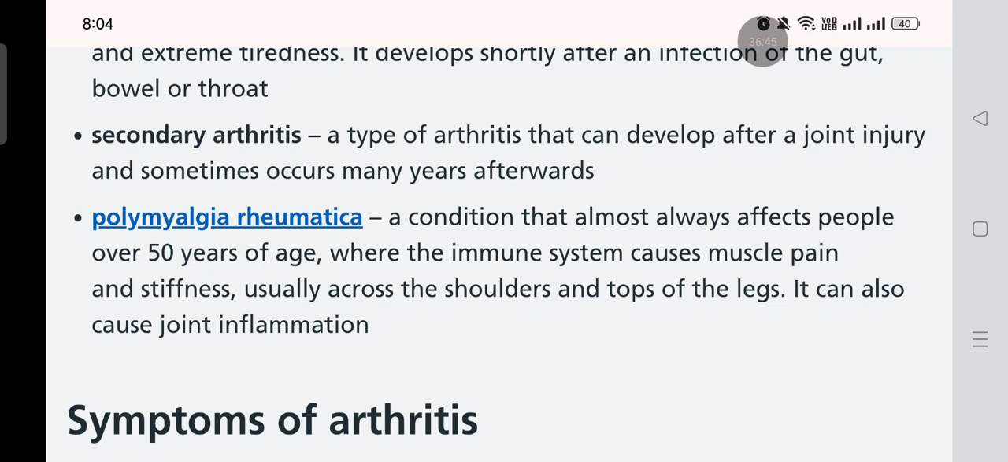Polymyalgia rheumatica, a condition that almost always affects people over 50 years of age, where the immune system causes muscle pain and stiffness, usually across the shoulders and tops of the legs. It can also cause joint inflammation.